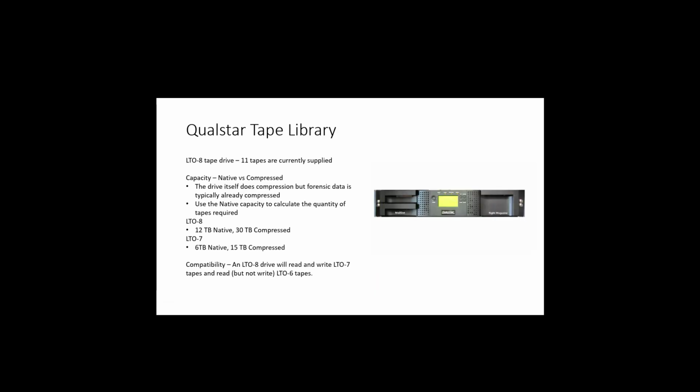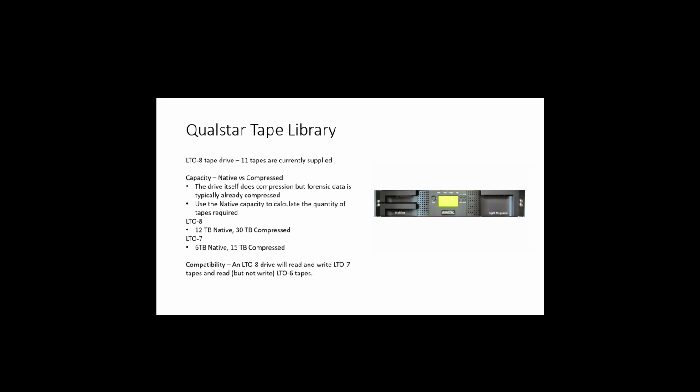The Qualstar tape library consists of an LTO-8 tape drive and 2 magazines. Each magazine can have up to 12 tapes installed. The LTO-8 tapes have a native capacity and a compressed capacity. The drive itself does compression, but forensic data is already compressed, so you have to use the native capacity to calculate the number of tapes required.